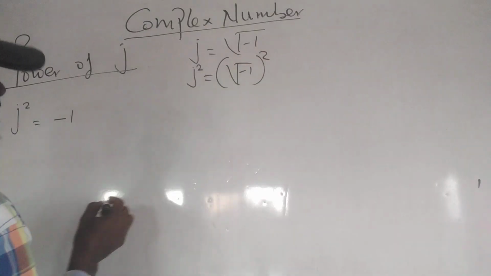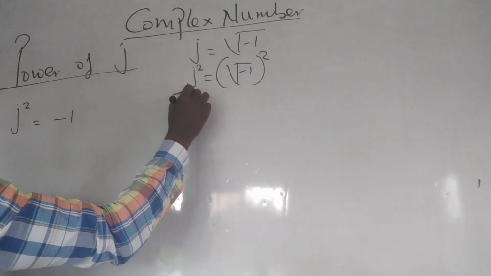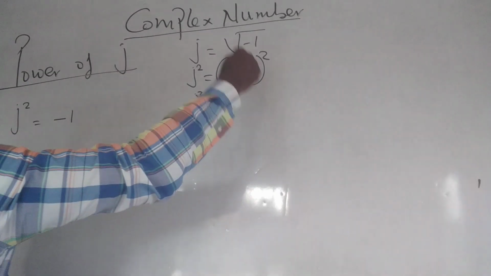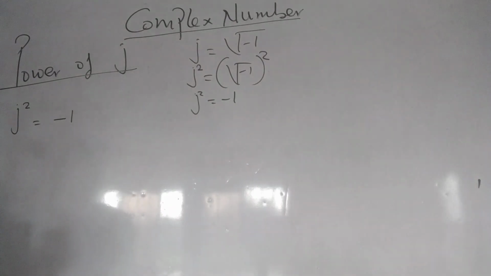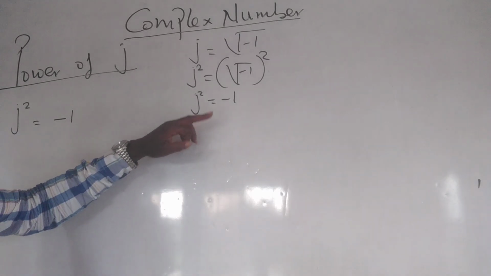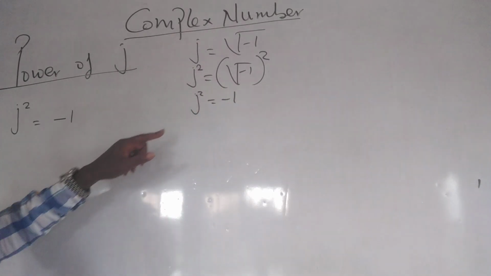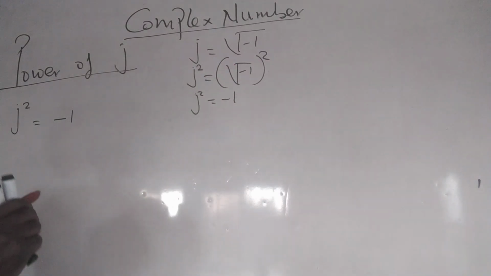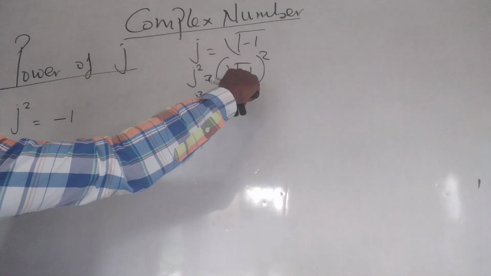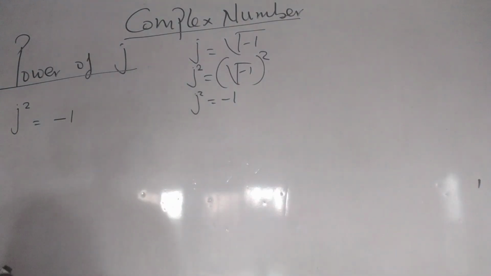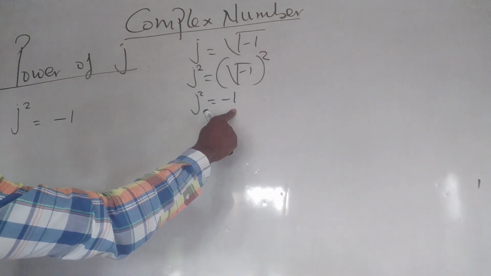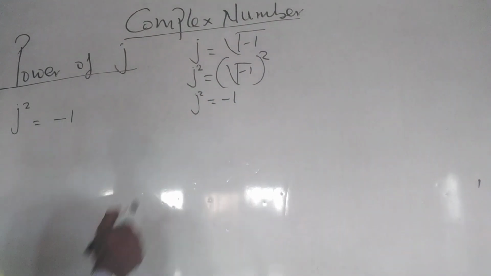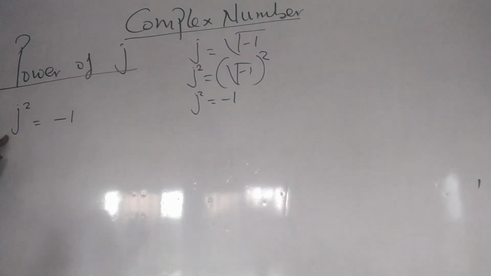You're going to have something like this, whereby the J squared will be equal to the square of the square root of minus 1, the same thing as minus 1. Anytime you find the square of the square root of a particular variable or a particular number, the answer is what is inside that square root. So the square of the square root of minus 1 is the same thing as minus 1. So that means the J squared is now minus 1. So this property is what you need to understand.